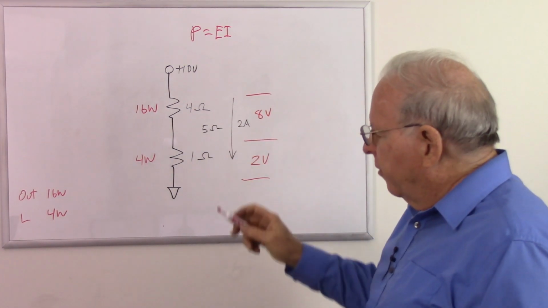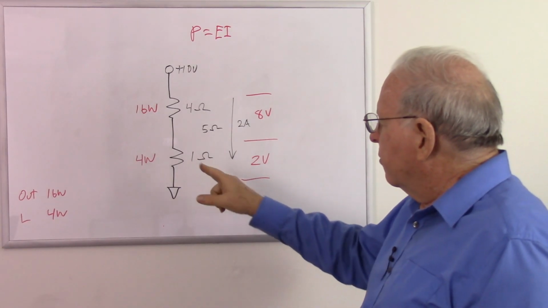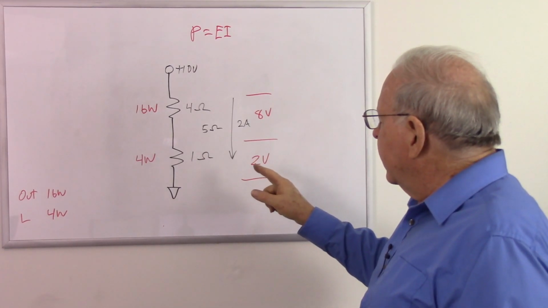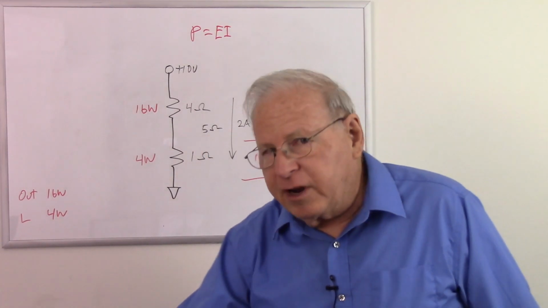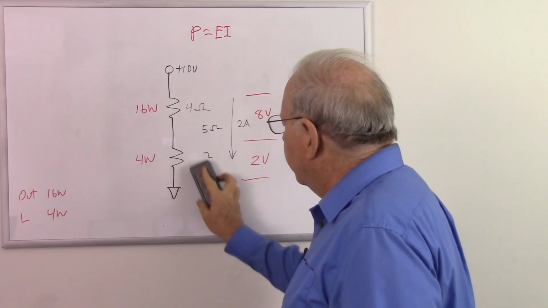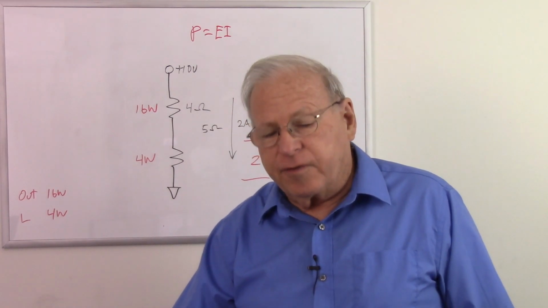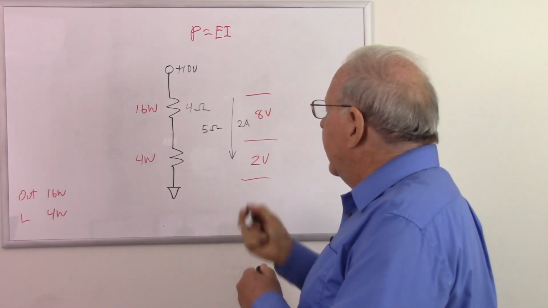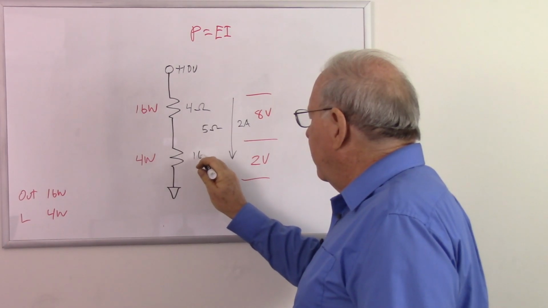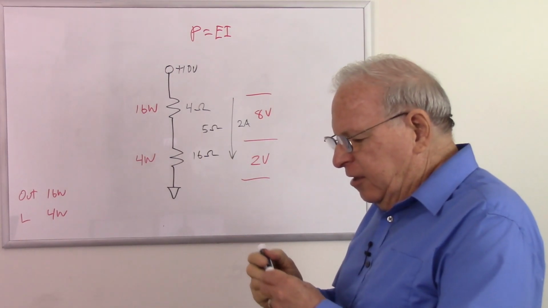So in this scenario, we're only developing 4 watts across our speaker. So what can we do? Well, let's see what happens if we increase the impedance of the speaker. Will we increase the power? Well, let's find out. So we'll increase that all the way up to 16 ohms. That'll be a good dramatic increase.